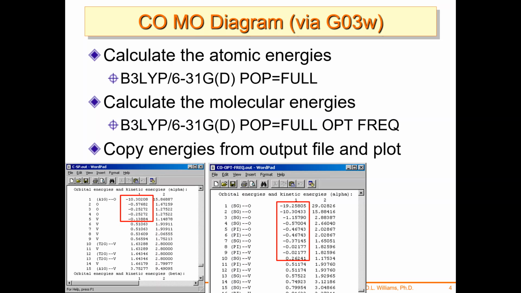And then the same thing for oxygen, we get the same kind of output, slightly different energies. And then for the molecule, we have a -19, a -10. So the -19 is the 1s on the oxygen. The -10 is the 1s on the carbon. And then we have all of the molecular orbitals listed.